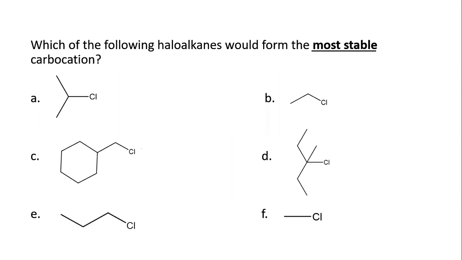Here, just to help us understand carbocations, say which of the following haloalkanes would form the most stable carbocation. And so the most stable carbocation comes from the most substituted haloalkane. You want to see which one has the most sticks, as I like to say, carbon sticks, off of the carbon attached to the halogen. So here, let's identify the carbon attached to the halogen in each one of these.